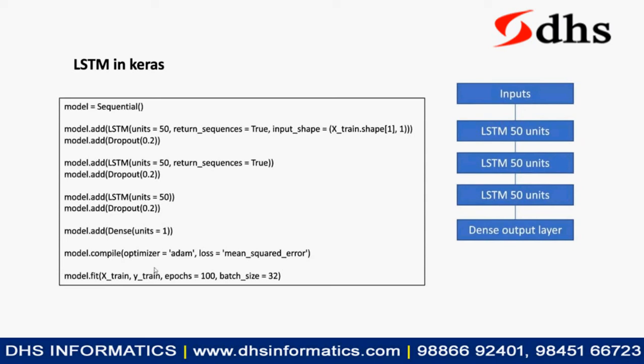And finally, they are adding the optimizer and mean squared error; for the loss value we are calculating with the mean squared error. All these things happen. So this is a simple example of the RNN and LSTM.